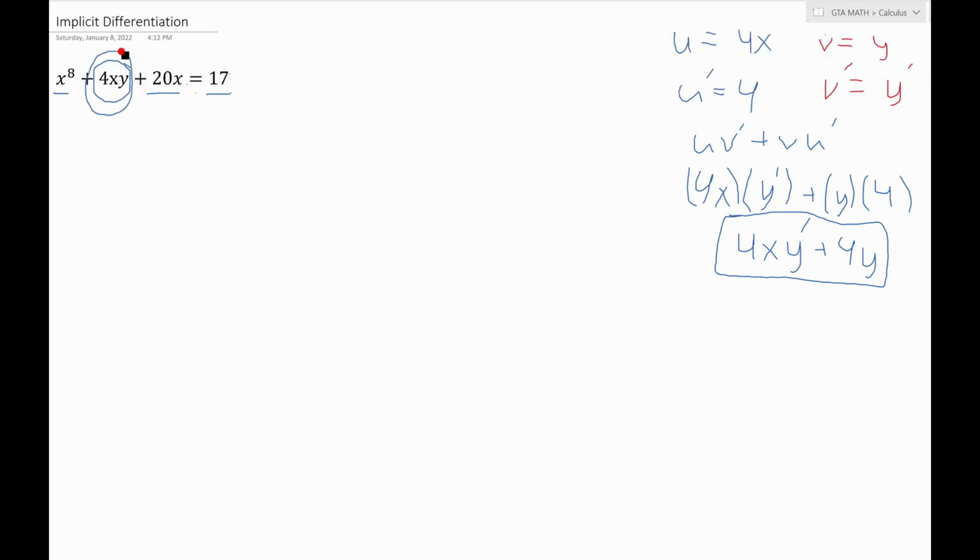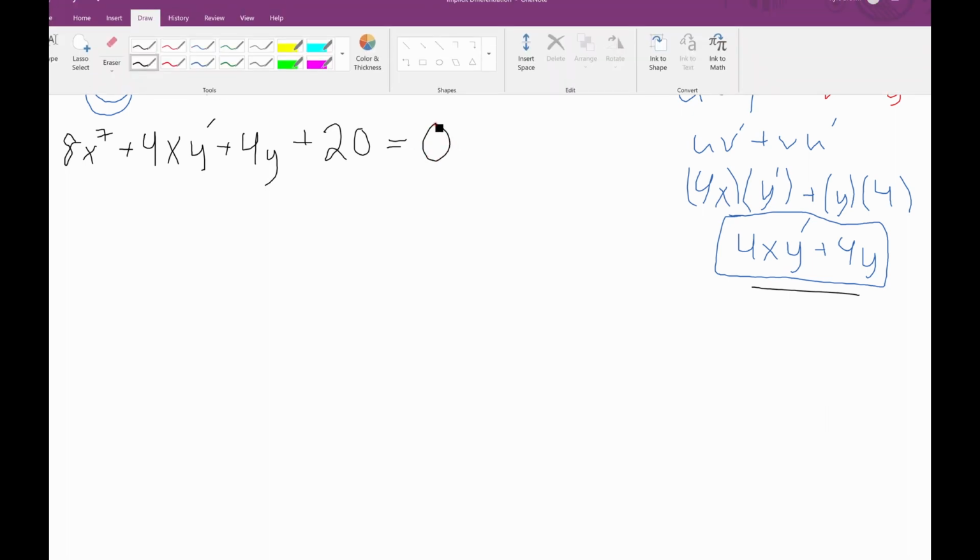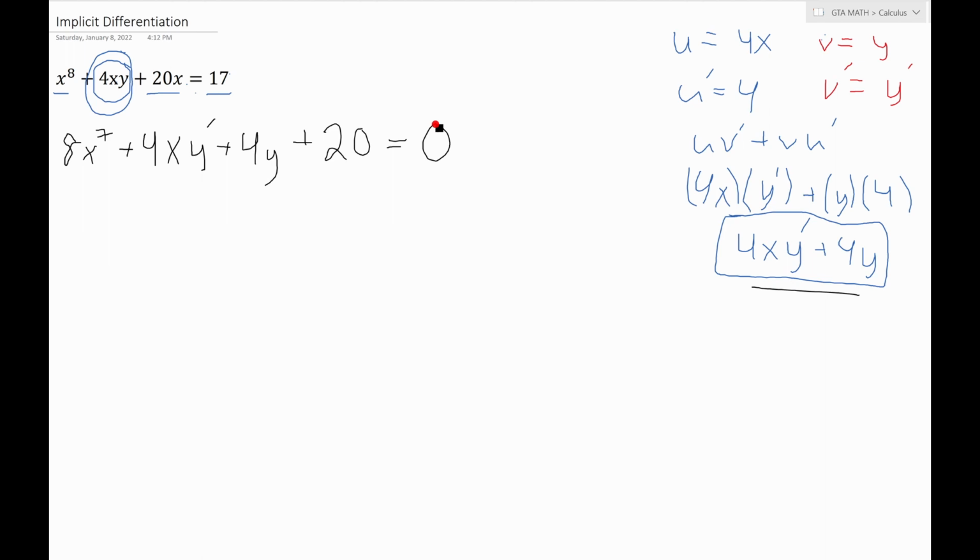So now I'm going to rewrite this problem. When we take the derivative of x to the 8th, we end up with 8x to the 7th. We're going to plug in what we just took the derivative of implicitly. We're going to be left with 4x y prime plus 4y. The derivative of 20x is just plus 20 equals 0. I'm going to underline the implicit derivative we took, just so that it's noticeable.